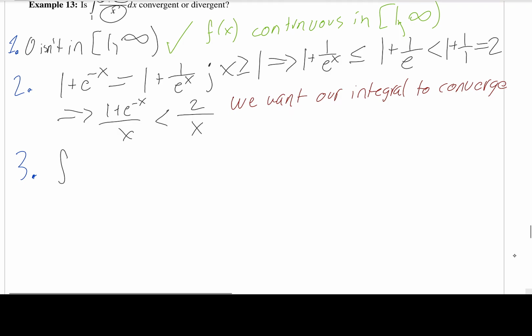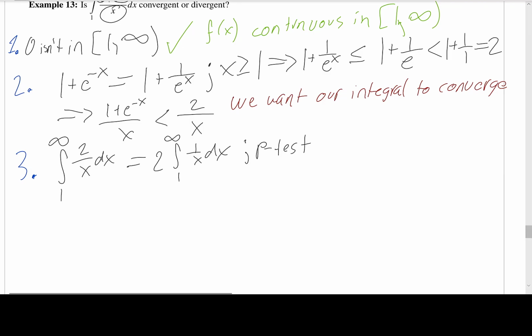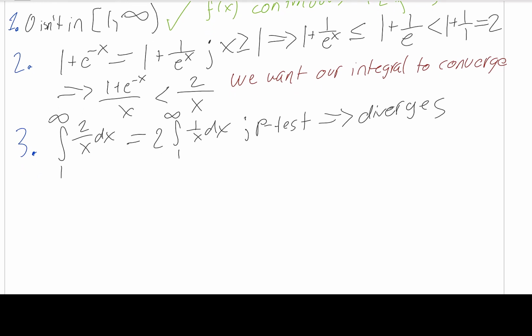So let's look at the integral from 1 to infinity of 2 over x dx. This is 2 times the integral from 1 to infinity of 1 over x dx. And from the p-test, we know that this diverges. This means that we did not choose an acceptable comparison function, right? We either chose something that was too big, or we should have been looking for something that was smaller. So let's try redoing step 2.